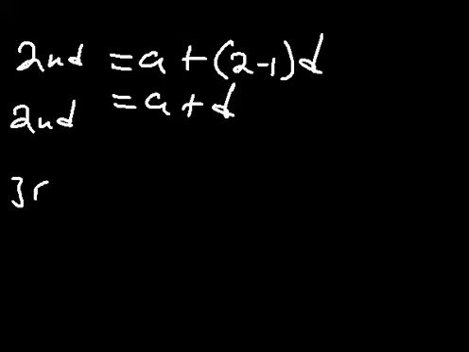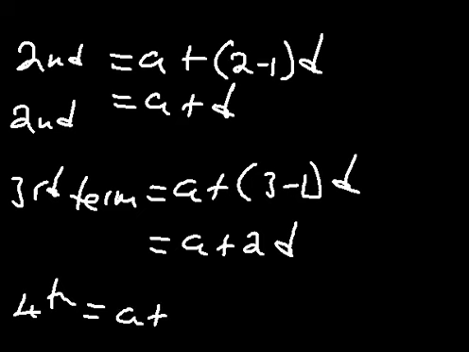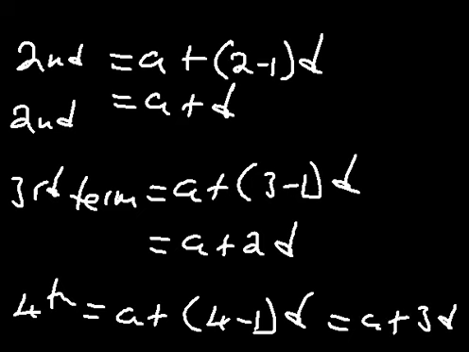And now how about the third term? What is that one? Which means we'll have n given as 3. So we have the first term plus 3 minus 1 times d. That will be given as a plus 2d. And how about the fourth term? We'll have it as a plus 4 minus 1 times d. Now that will be given as a plus 3d.